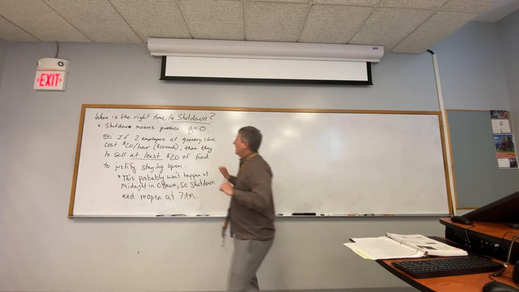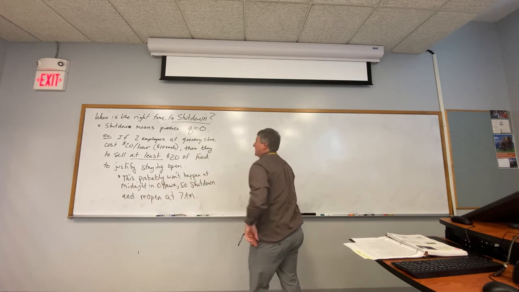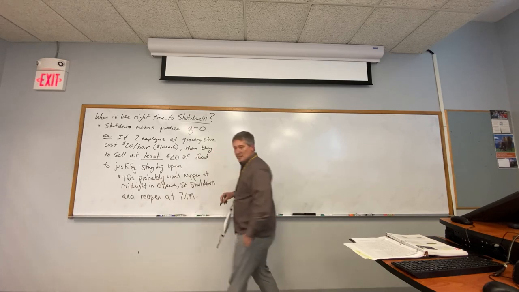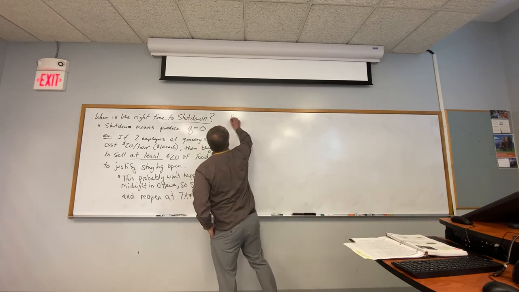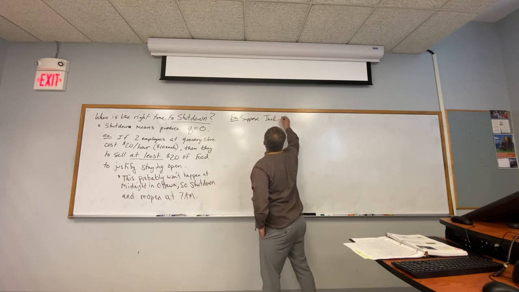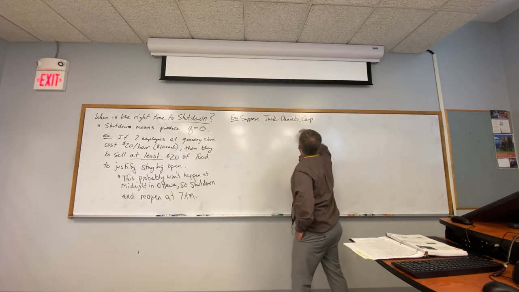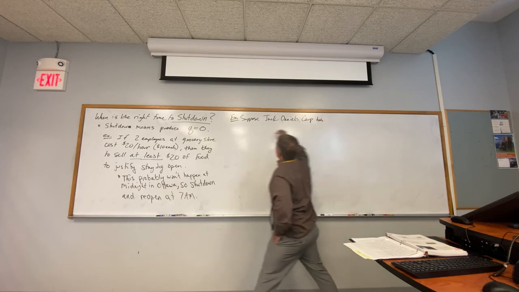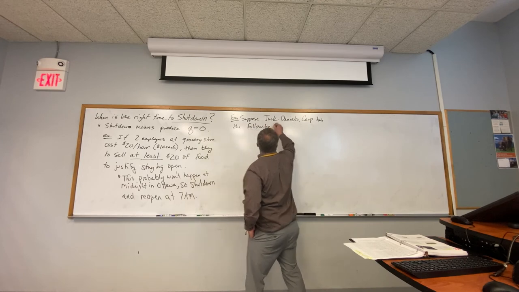All right, so let's take a look at this shutdown decision. Let's motivate this with a little example. So suppose Jack Daniels Corporation has the following cost structure.